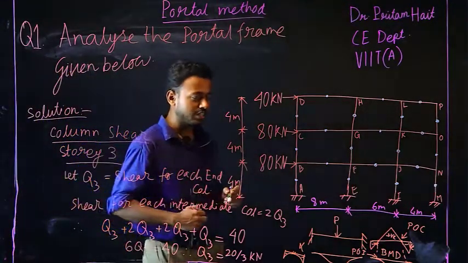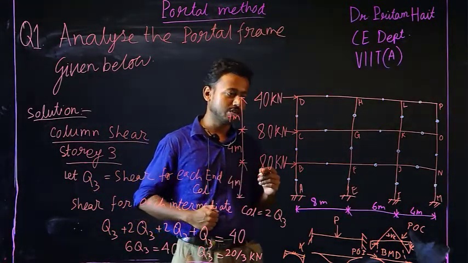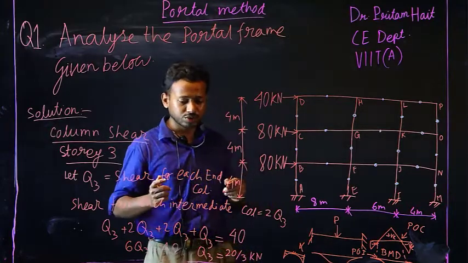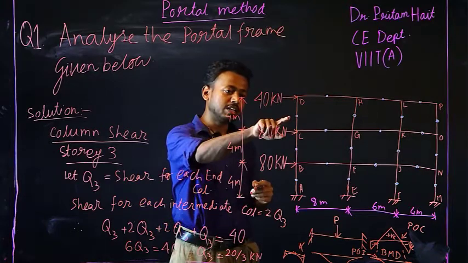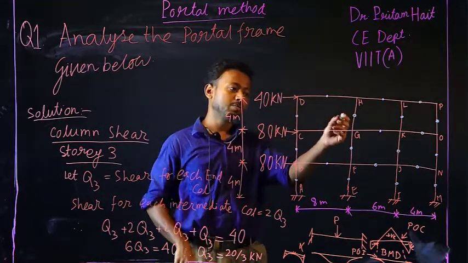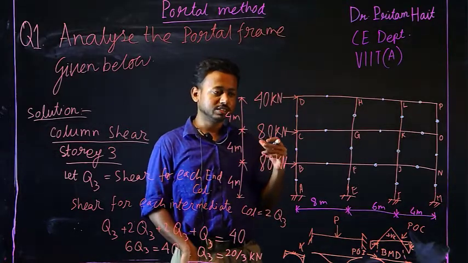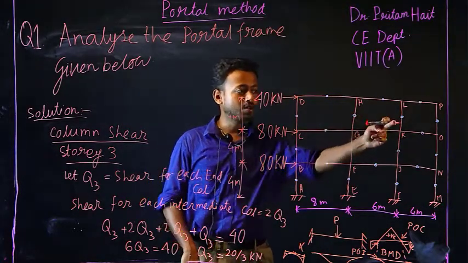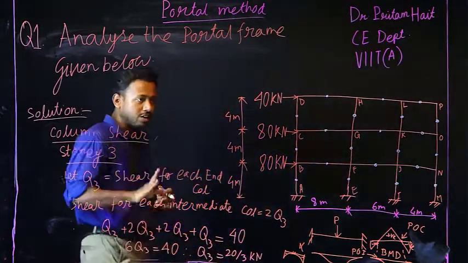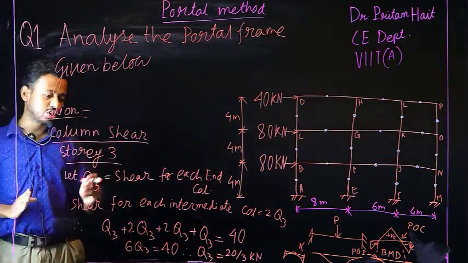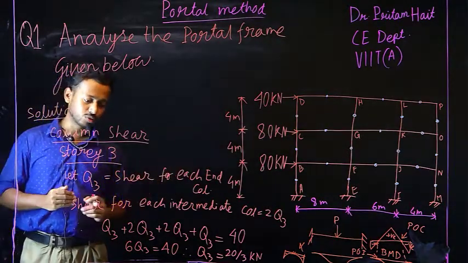In the earlier class, in the assumption, I told you the shear force experienced by the end column is Q and by the intermediate column is 2Q. That means the shear force experienced by the intermediate column is twice that of the end column. So if the end column experiences Q3 shear force, then the intermediate column will experience 2Q3 shear force, right?